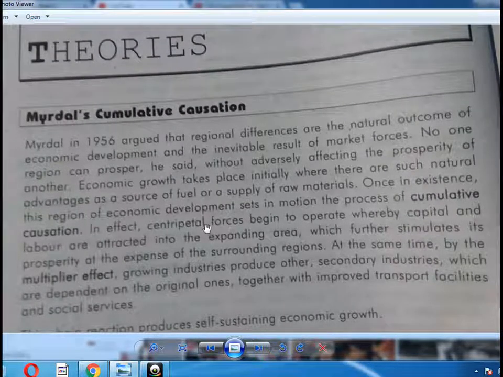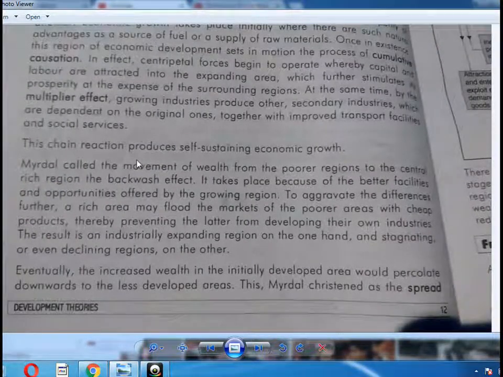At the same time, by the multiplier effect, growing industries produce other secondary industries which are dependent on the original ones, together with improved transport facilities and social services. This chain reaction produces self-sustaining economic growth.